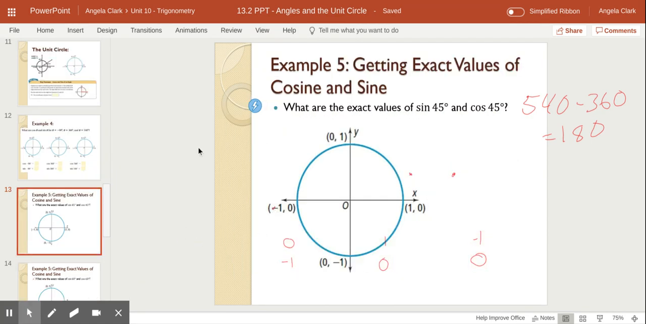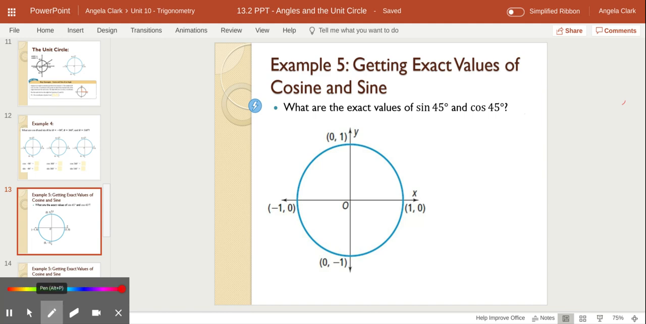Okay, so let's talk about finding exact values that aren't quadrantal angles. So if I have sine of 45 degrees, hopefully I'm loading in my head either my 45, 45, 90 triangle or my unit circle. I should be loading one of those two things in my head. So here's my 45-degree angle. My 45, 45, 90 triangle looks like this.